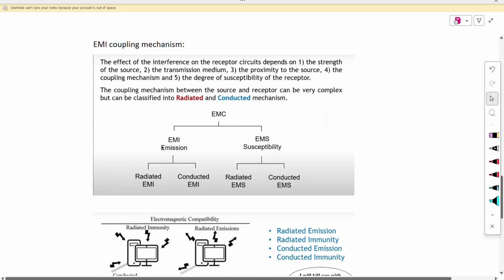Now we will look into the mechanism of coupling. The effect of interference on the receptor circuit depends on five things: the strength of the source, the transmission medium, the proximity of the source, the coupling mechanism, and the degree of susceptibility of the receptor. As you can see, the coupling mechanism between the source and receptor can be very complex. To reduce this complexity, we are converting them into easier terms, which are radiated and conducted mechanisms.